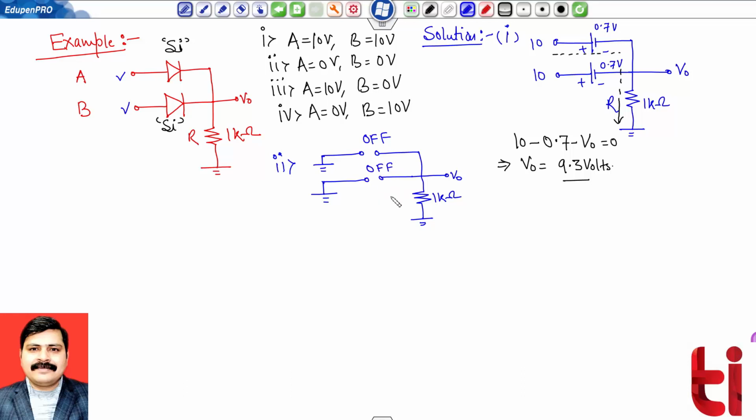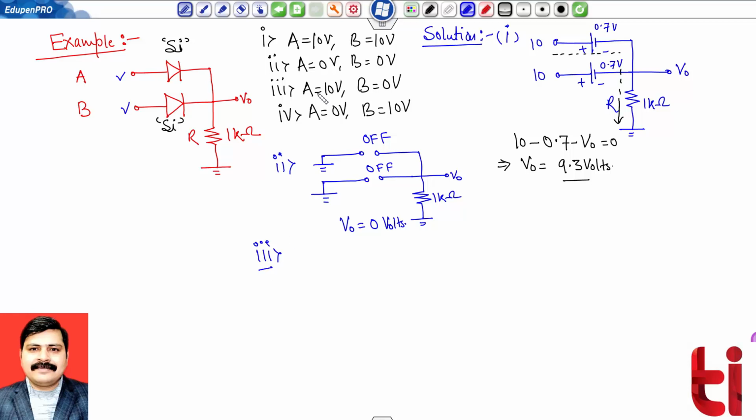And if both are off, the voltage drop across this resistance, because there is no loop, will also be zero. That means in this case, my output voltage V naught equals 0 volts. Now let us check case number 3 over here.